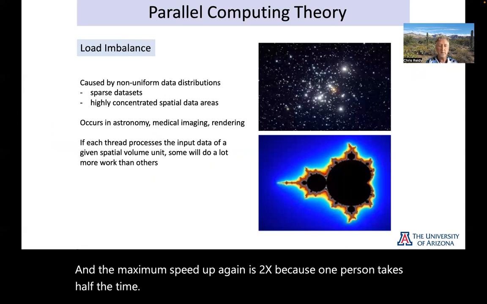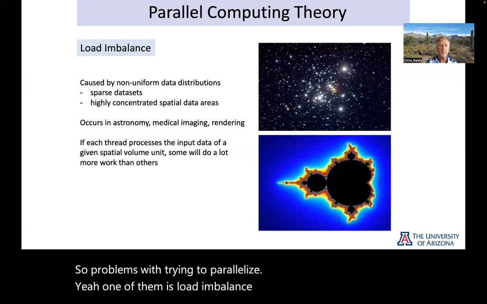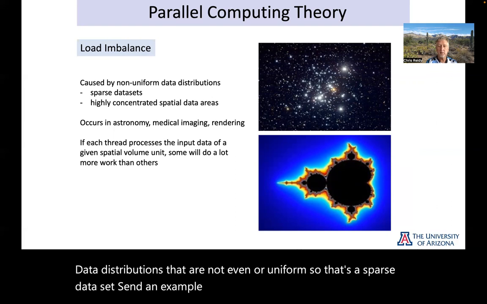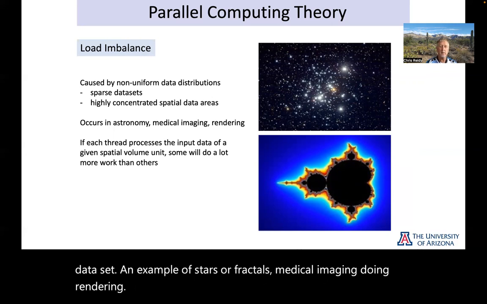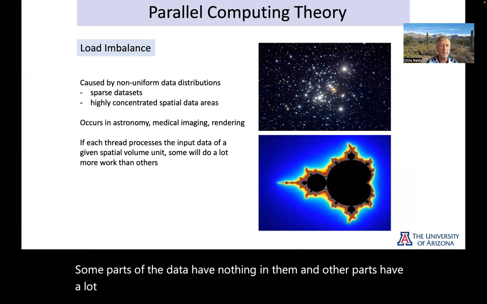Okay, so problems with trying to parallelize. One of them is load imbalance. So when you have data distributions that are not even or uniform, so that's a sparse data set. So an example of stars or fractals, medical imaging, doing rendering. Some parts of the data have nothing in them, and other parts have a lot of useful information.